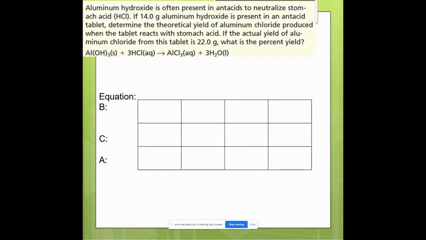Here we have aluminum hydroxide, and we're going to react that with hydrochloric acid. It's going to form aluminum chloride and water. So write our equation down. They've already balanced it for us. All right, we need to figure out the moles of this. So moles of that, we're going to divide this by 78, which is the molar mass for aluminum hydroxide.